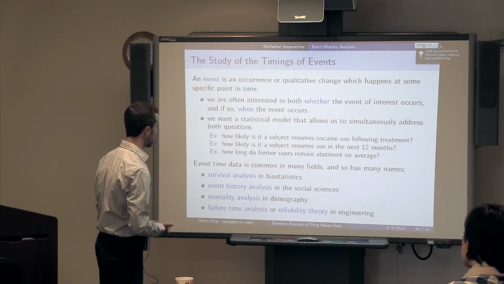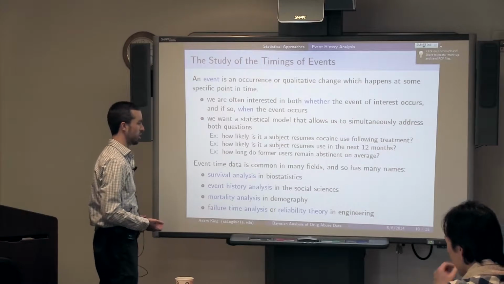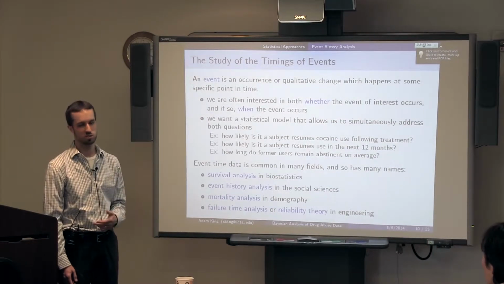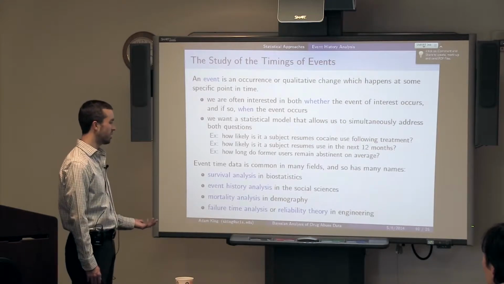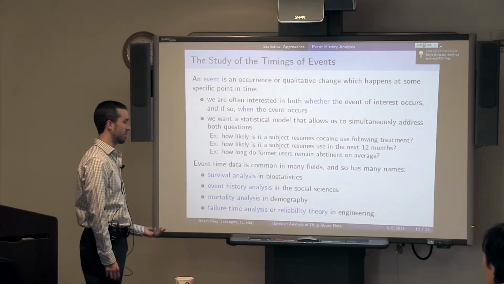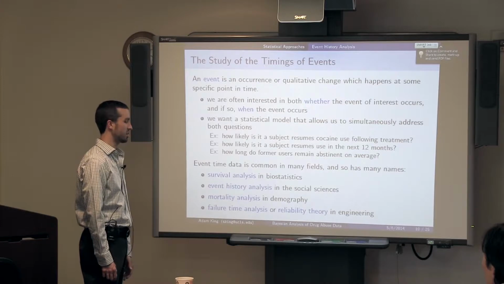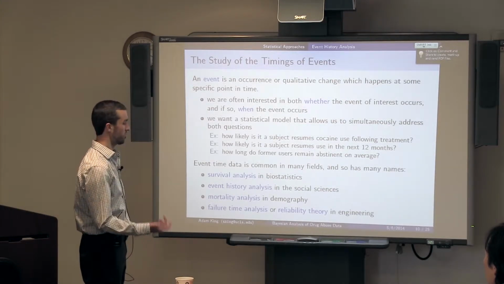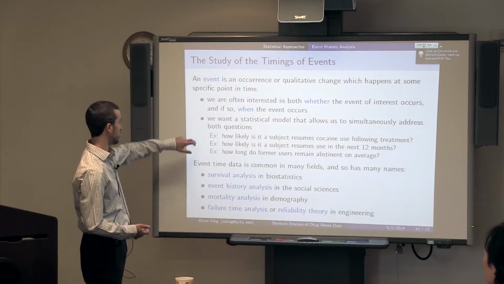This is called survival analysis in biostatistics. Social scientists have the best name for it. They call it event history analysis. That's the most general name. Demographers look at this and call it mortality analysis. And in engineering, since they're looking at time until failure of some mechanical component, it's called failure time analysis or reliability theory.